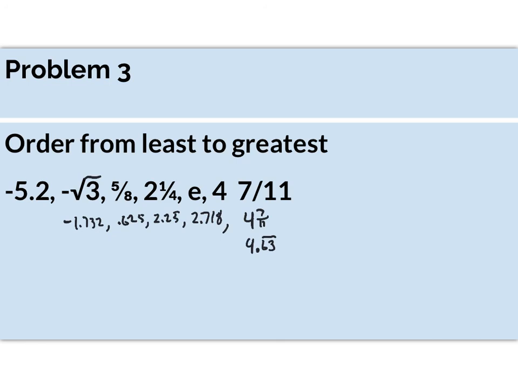Okay, so we have two negatives. Negative 5.2 is the smallest. Then negative the square root of 3. And now we have 5/8. Then we have 2 1/4. E. And then finally 4 7/11. And that's how we do that one.